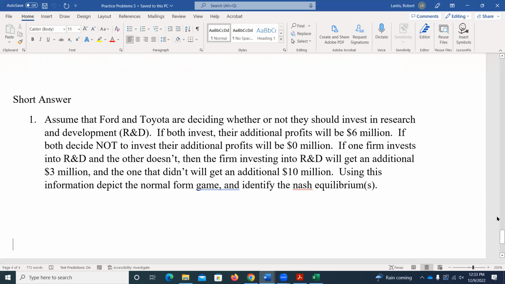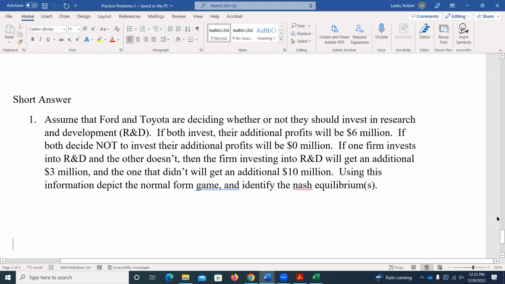and Toyota, and they can either invest or not invest. So those are their two different strategy choices. You then want to think about what the trade-offs are from those different combinations of choices. So if they both invest, we said they're going to be 6 million a piece.